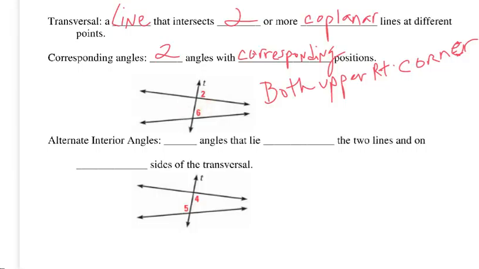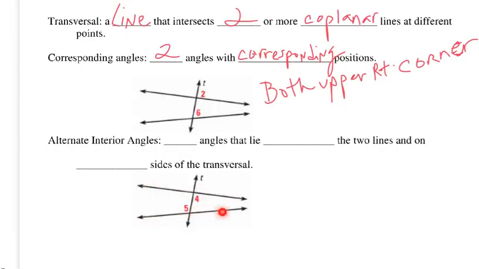So the next is alternate interior angles, and each of those words will tell you something specific. If you look at it, alternate means they're on opposite sides of this transversal line. Interior is because they're between the two other lines that are formed.